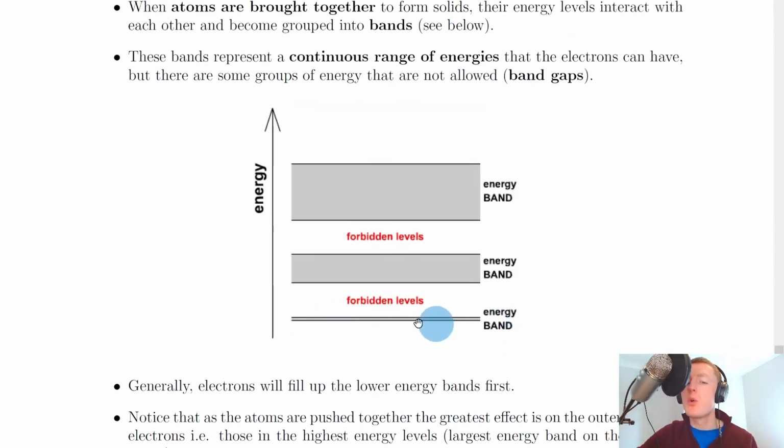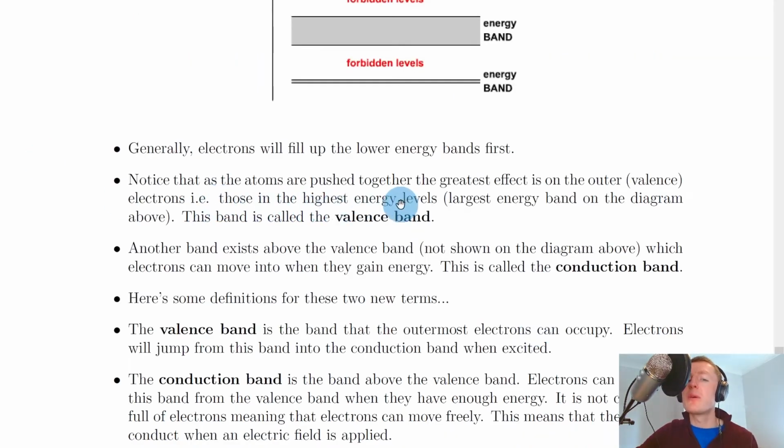So this would be your lower energy band down here, and the next lowest would be this one, and then this one up here. So electrons will typically try and fill up the lowest energy bands that are closest to the nucleus of the atom first, and then we'll start filling up the upper energy bands once the lower ones have been filled.